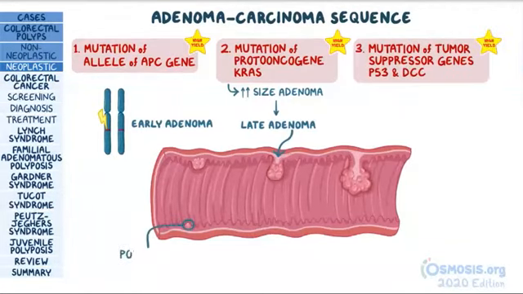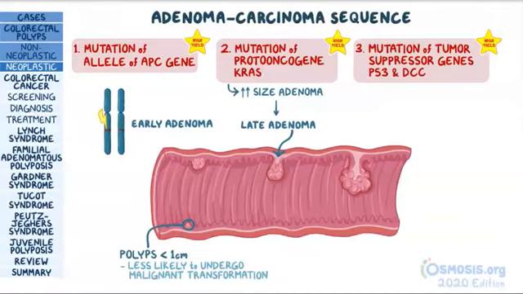Now, adenomatous polyps less than 1 centimeter are less likely to acquire these mutations and undergo malignant transformation, in contrast to adenomatous polyps greater than 4 centimeters, which are more likely to progress to adenocarcinoma.